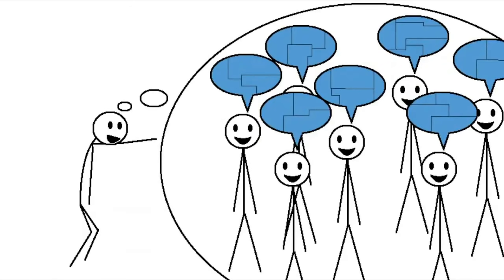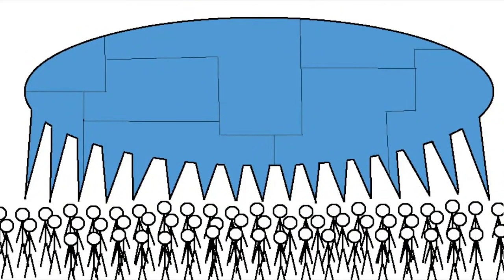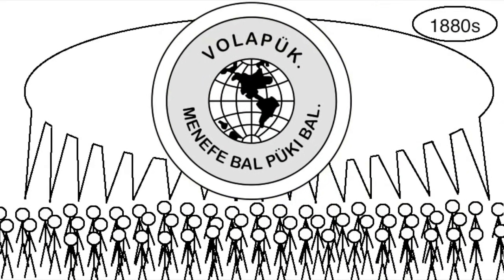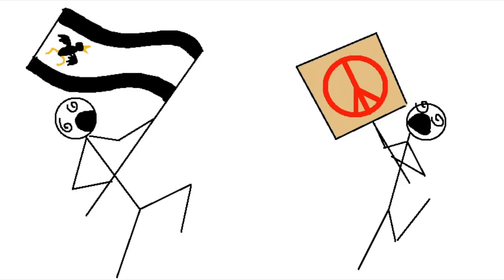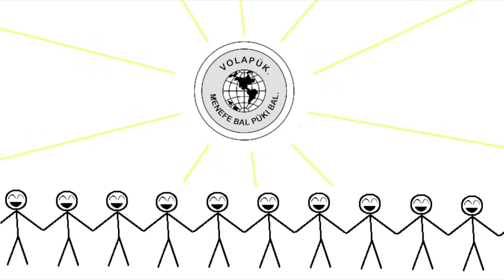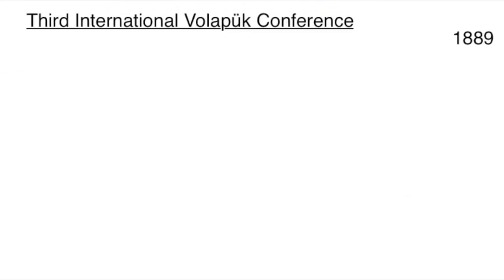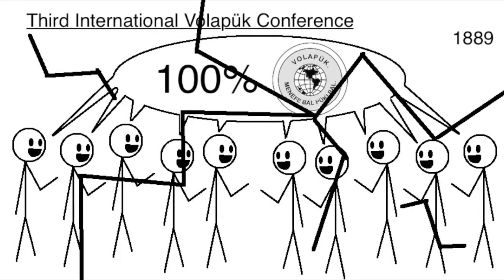So another solution to the problem is to create an artificial auxiliary language, one that would be equally hard for everyone to learn. The first really popular artificial auxiliary language was Volapük, created around 1880 by Johann Schleyer, and it gained some serious ground in the 1880s. This might have been a time of rising nationalism across Europe, but it was also a time of reaction against that nationalism, and to a lot of people, Volapük seemed like a symbol of universal brotherhood. At its height, there were hundreds of Volapük clubs across the world. In 1889, at the Third International Volapük Conference, the proceedings were held entirely in Volapük, but after that, things started going downhill.